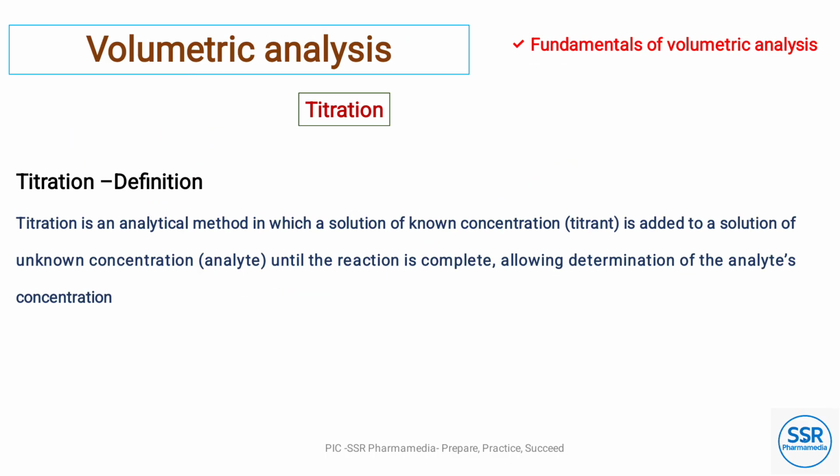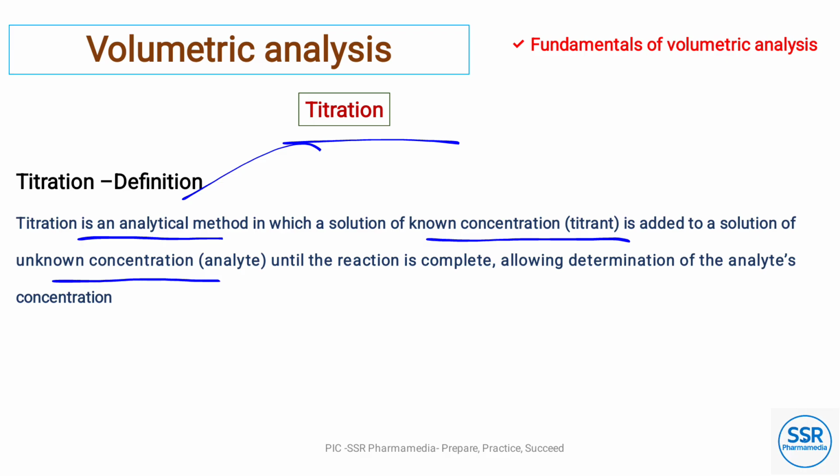In volumetric analysis, what is titration? Define titration. Titration is an analytical method in which a solution of known concentration, that means the titrant, is added to a solution of unknown concentration, called the analyte, that means the titrate, until the reaction is complete, allowing determination of the analyte concentration.